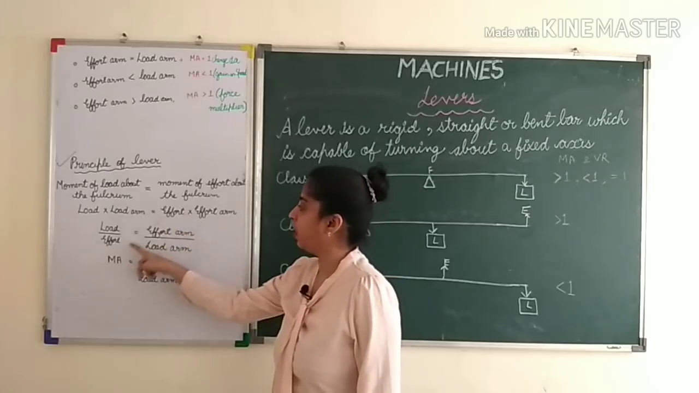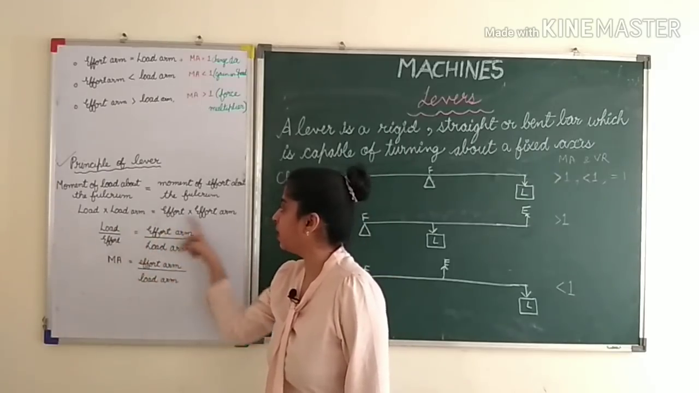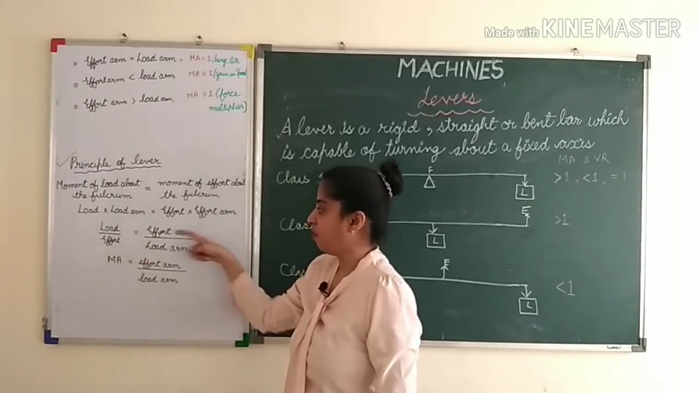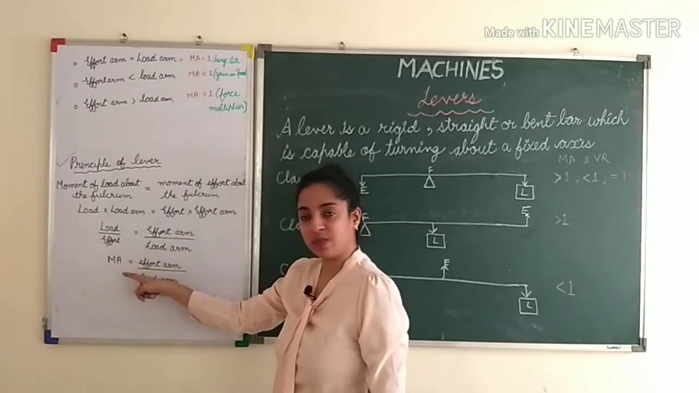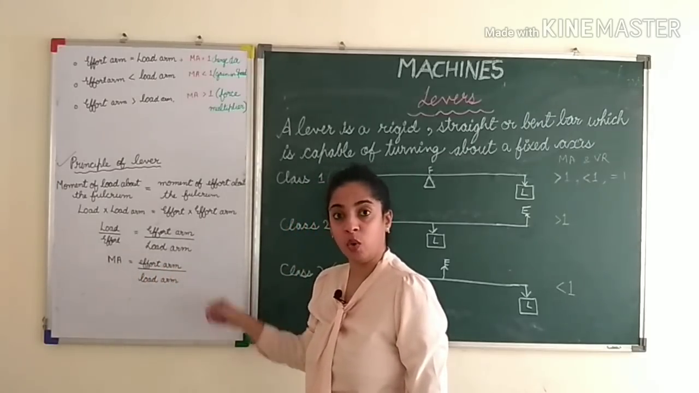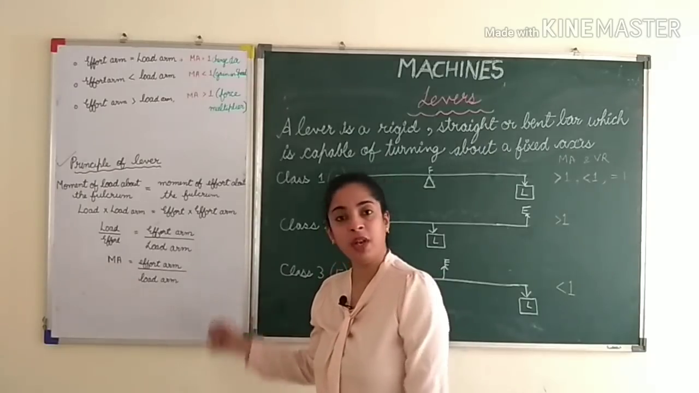So, here we bring effort down here. So, load upon effort is effort arm upon load arm. Okay, we have cross multiplied it. So, now we have already studied that load upon effort is mechanical advantage. So, mechanical advantage is effort arm upon load arm. Now, let's see what is effort arm and load arm.